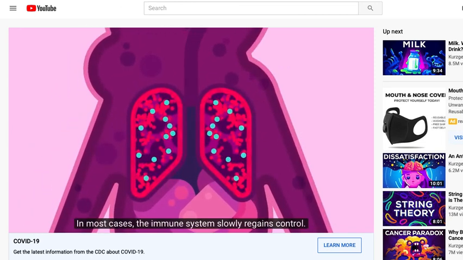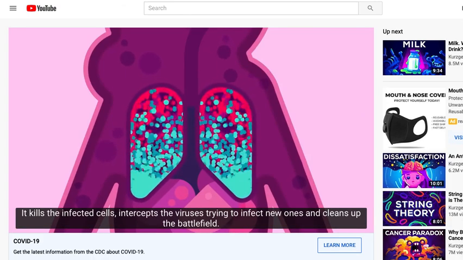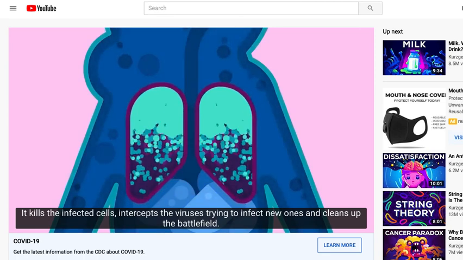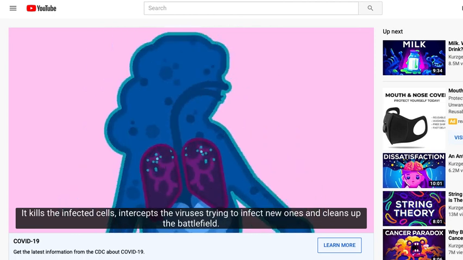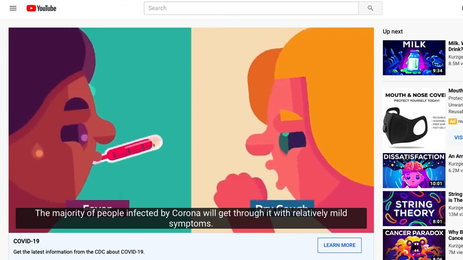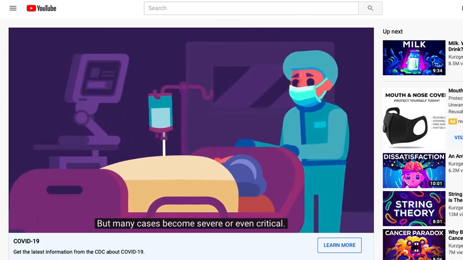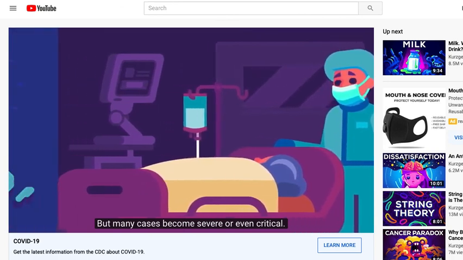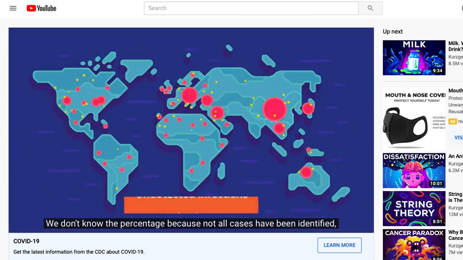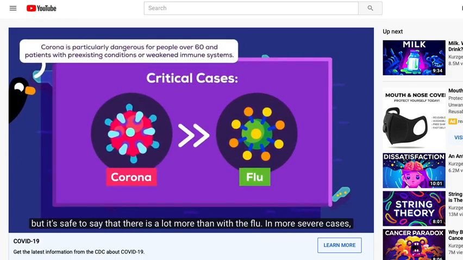In most cases, the immune system slowly regains control. It kills the infected cells, intercepts the viruses trying to infect new ones, and cleans up the battlefield. Recovery begins. The majority of people infected by corona will get through it with relatively mild symptoms. But many cases become severe or even critical. We don't know the percentage because not all cases have been identified, but it's safe to say that there is a lot more than with the flu.